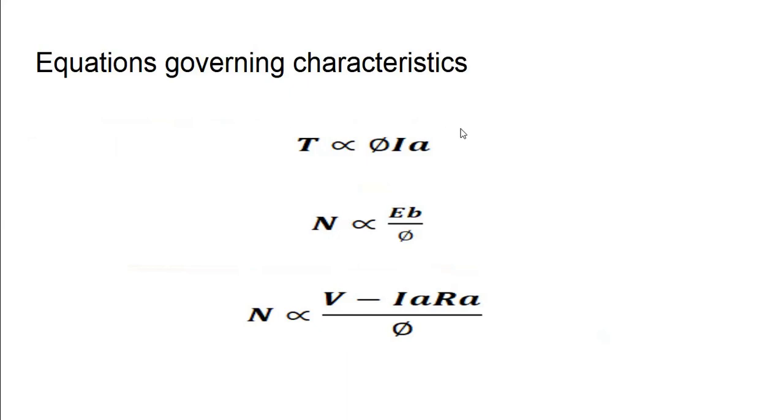So these equations are used for plotting the characteristics of the DC motor. The first equation is the torque equation. We know that the torque is directly proportional to phi into Ia, where phi is the flux and Ia is the armature current. And the speed is directly proportional to Eb by phi. Eb is the back EMF. Eb can be written as V minus IaRa. So N is directly proportional to V minus IaRa divided by phi. So these three equations will be used for plotting the characteristics of the DC machine.